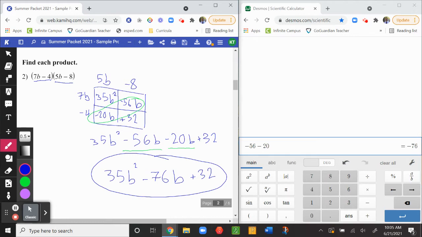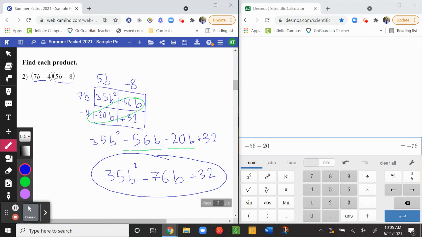To recap, I built a box. I put the terms outside of the box. I multiplied into the box. And then I took those products and combined like terms to get my final answer.